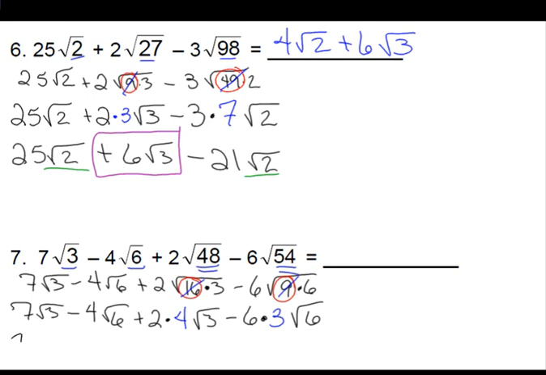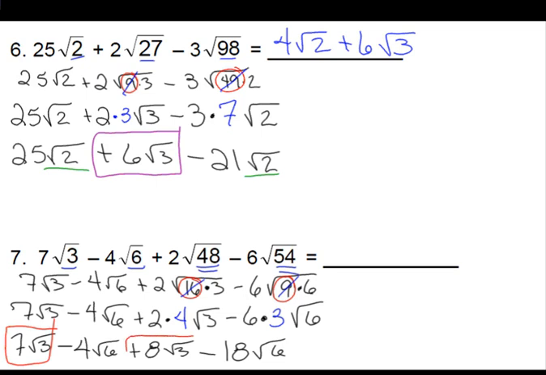My 7 square root of 3 is hanging here. 4 square root of 6 hanging out here. This becomes 8 square root of 3 minus 18 square root of 6. 7 square root of 3 can be combined with 8 square root of 3, so 7 plus 8 is 15 times the square root of 3.